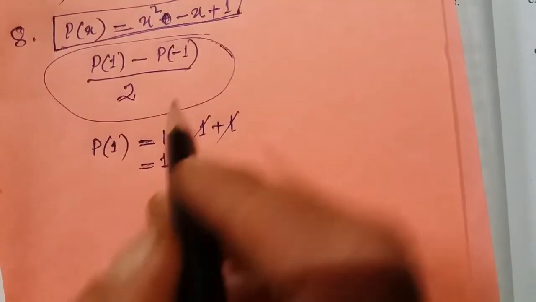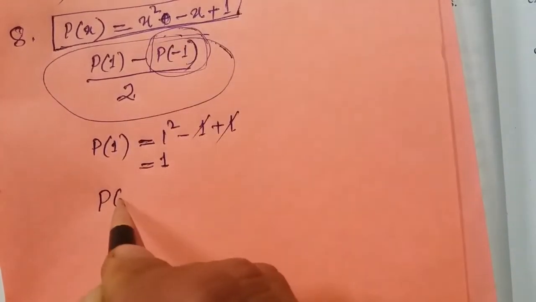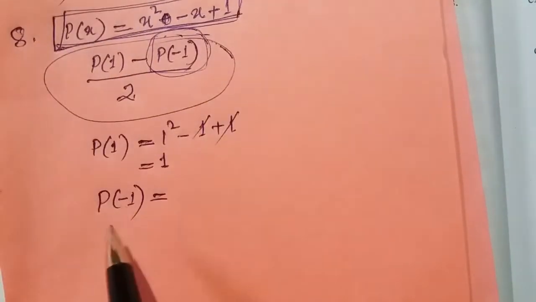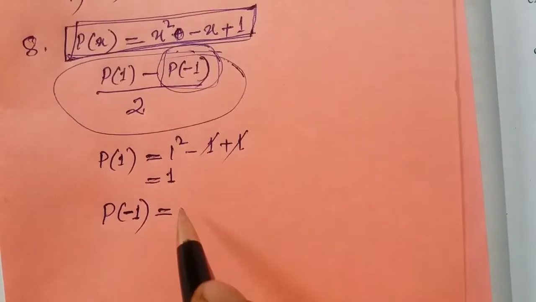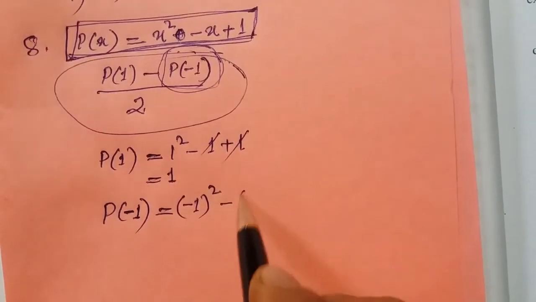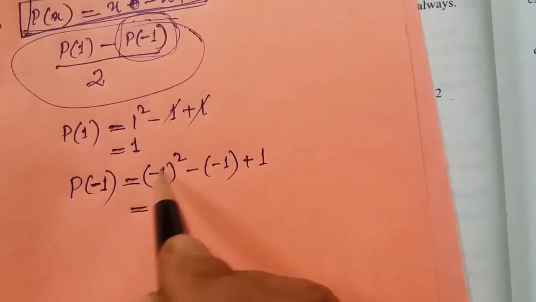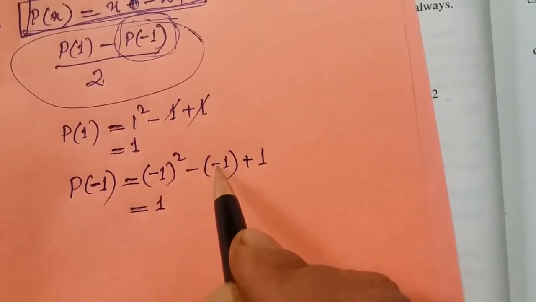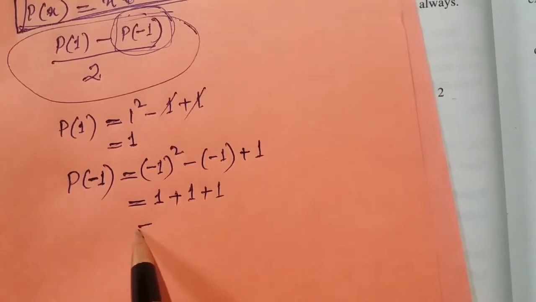And then again, see P(minus 1), see this portion. Now look at this again. Here we will replace x with minus 1. So here minus 1 square minus minus 1 plus 1. So minus 1 square is plus 1, and then minus minus is plus 1, plus 1. Now 1 plus 1 plus 1 is 3.